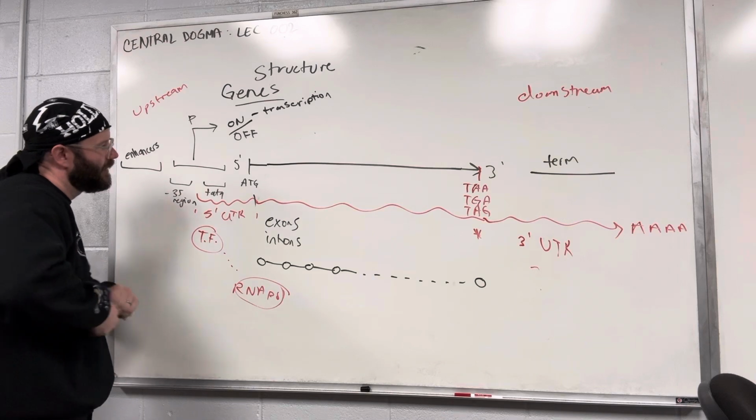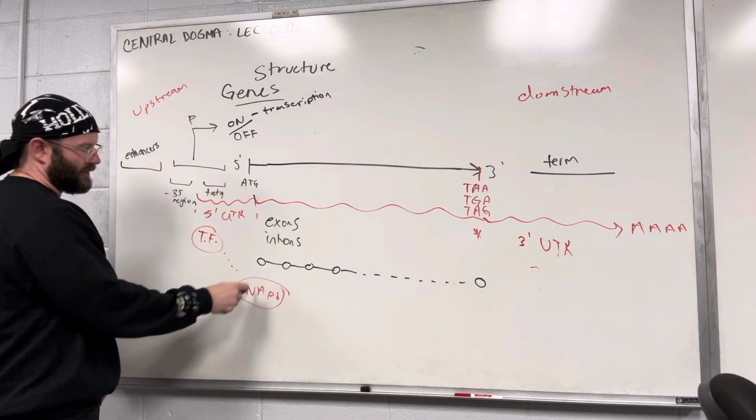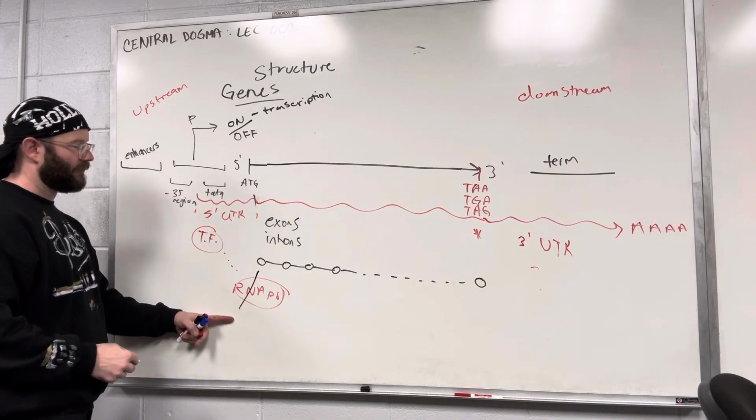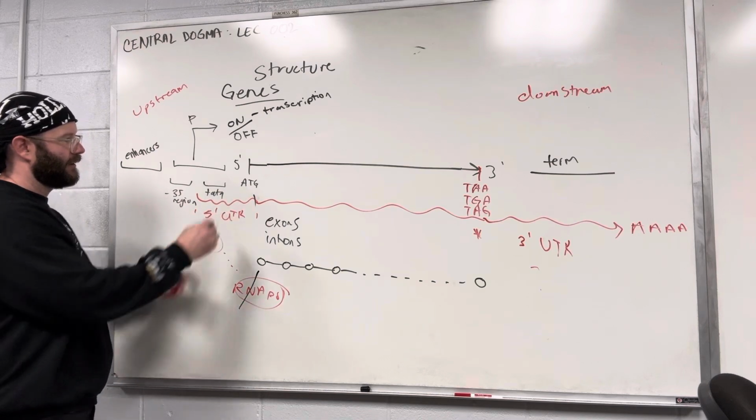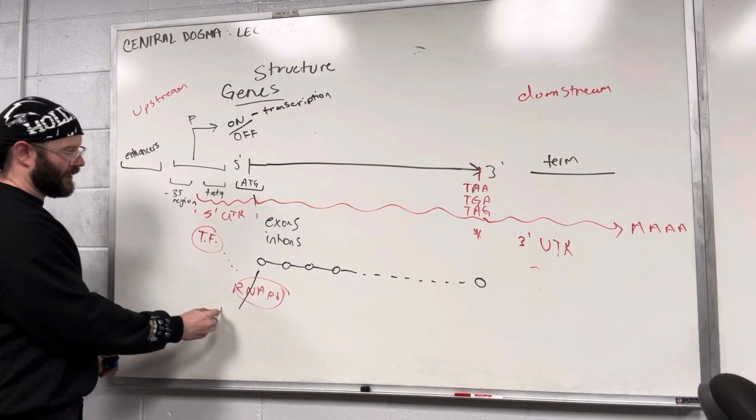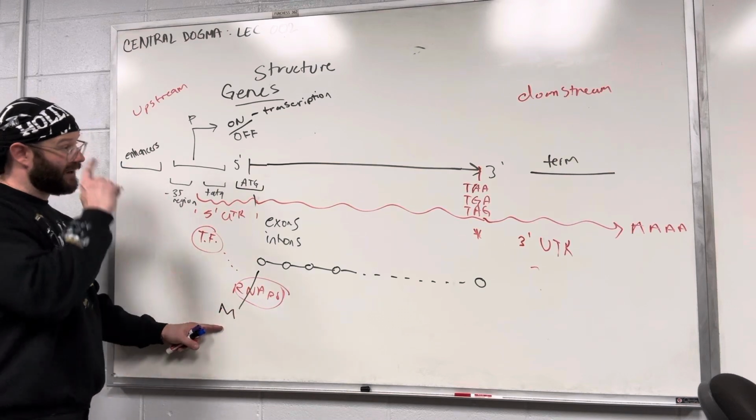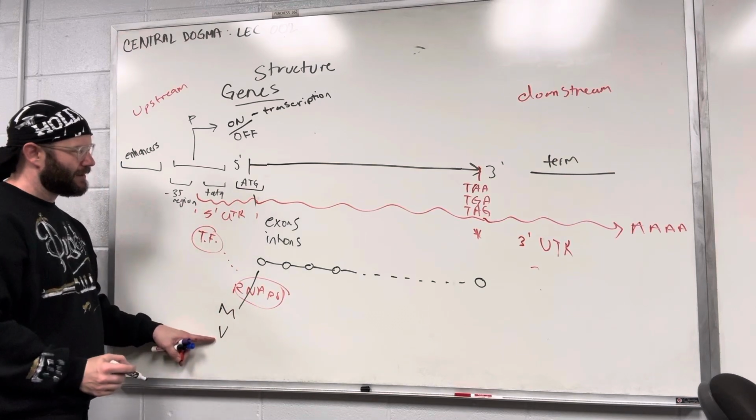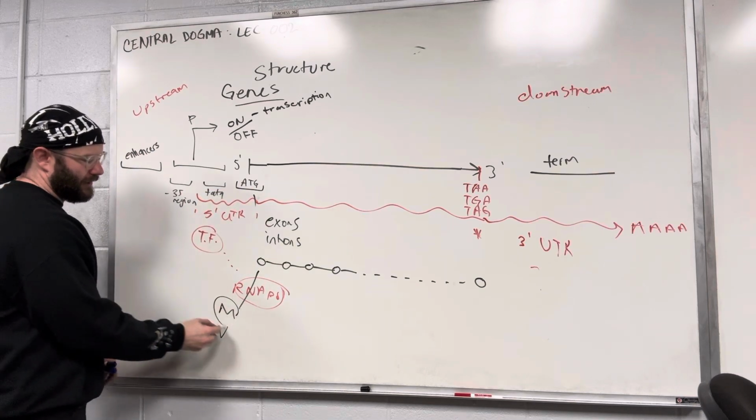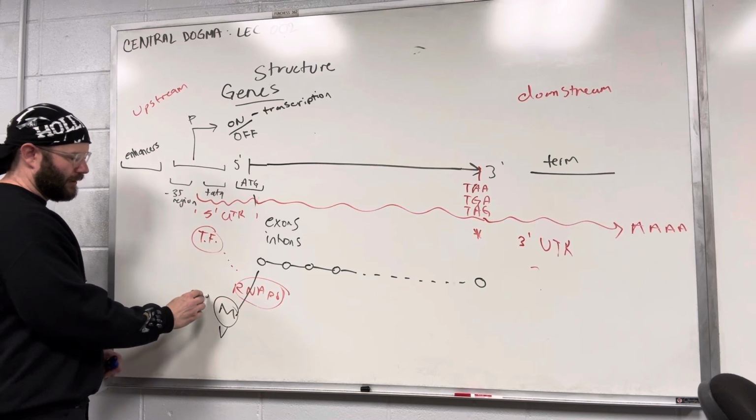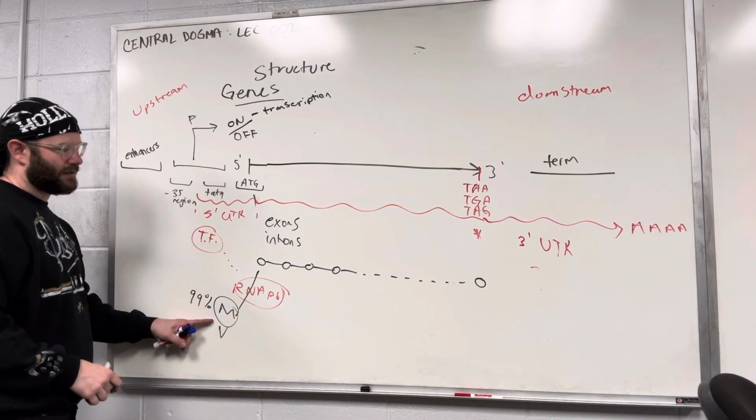Final things here. When translation happens, the first amino acid is always what? Methionine. In some bacteria, it can be a valine, which is a slight subtle variation of ATG. But 99% of the time, the start codon is a methionine.